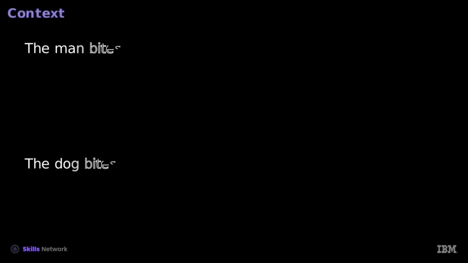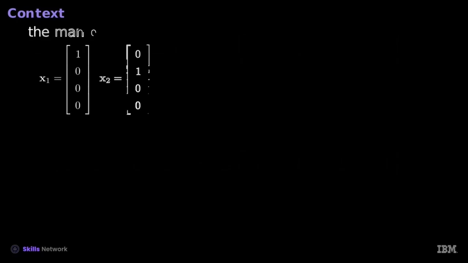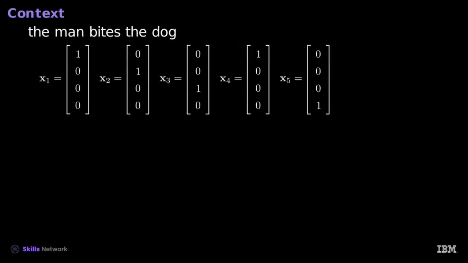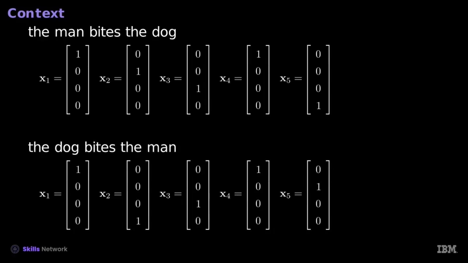Context is vital for accurately interpreting language. Take the sentences, "The man bites the dog," and "The dog bites the man." While a bag of words model cannot differentiate between them, treating them as similar due to identical word frequencies, sequence representation through one-hot encoded words or embeddings captures their distinct meanings. The difference is highlighted in red, illustrating how such representations enable a more precise understanding of context.